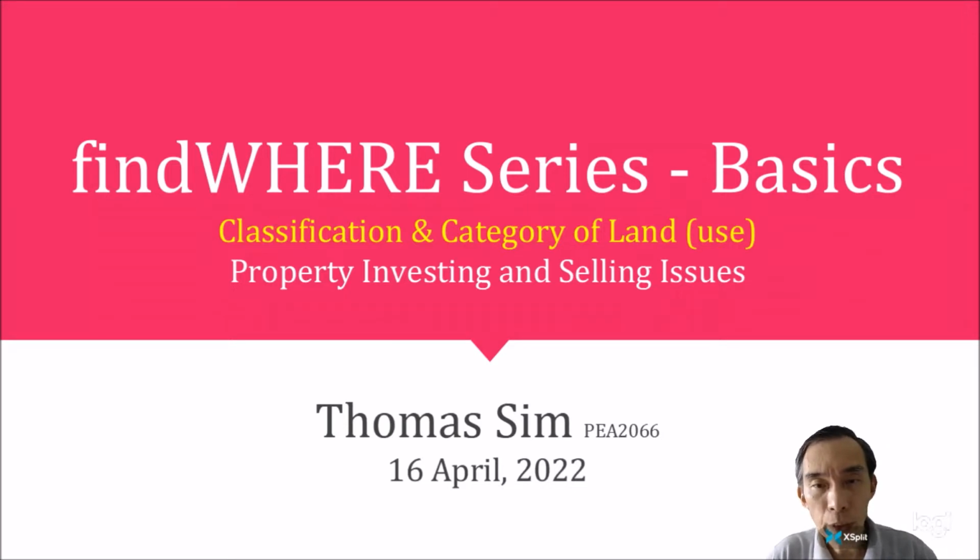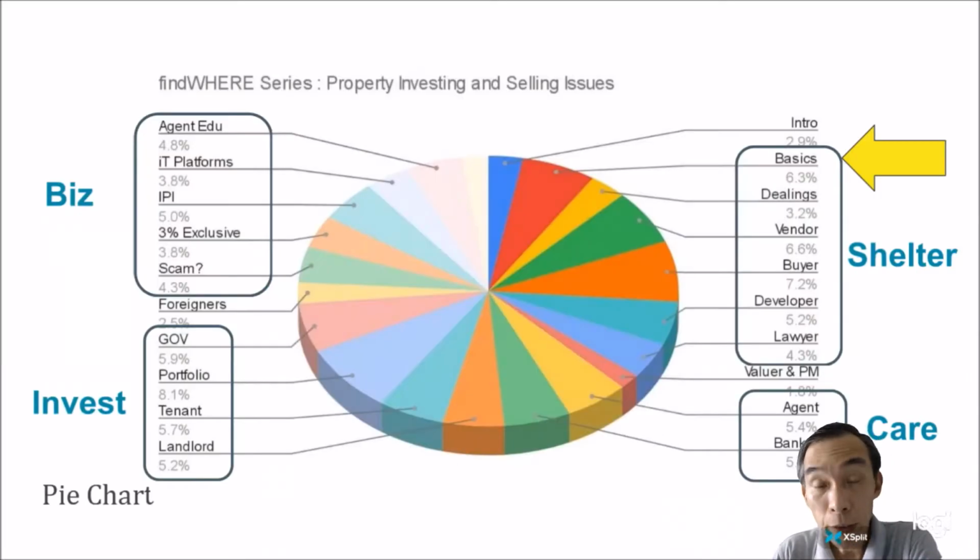So category of land use is part of the information that I put in under the findWHERE series, 22 chapters, on property investing and selling issues. Let us begin. This is the overall of the 22 chapters, 21 plus 1, which is 22 chapters. I have added another chapter, which is on stamp duty.